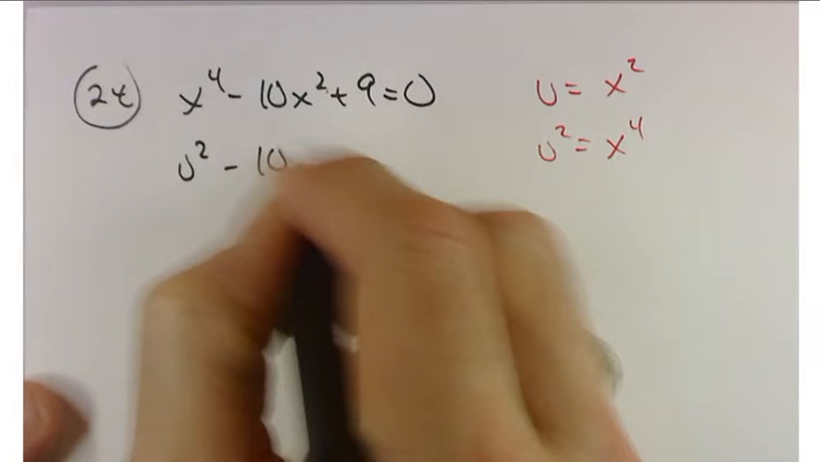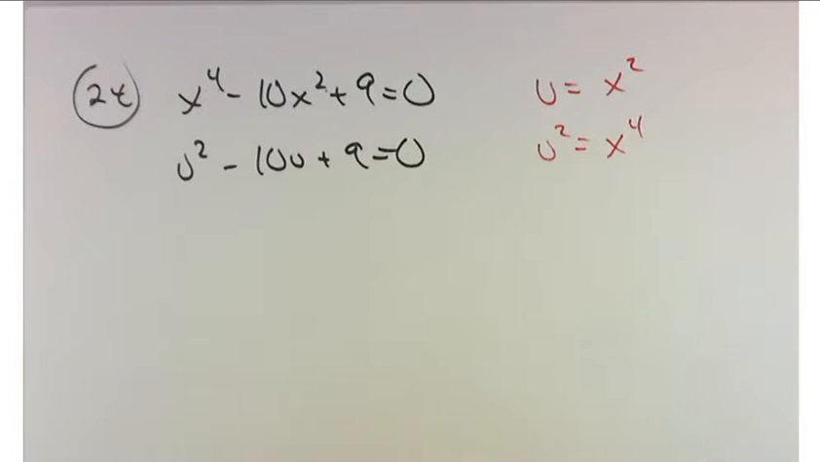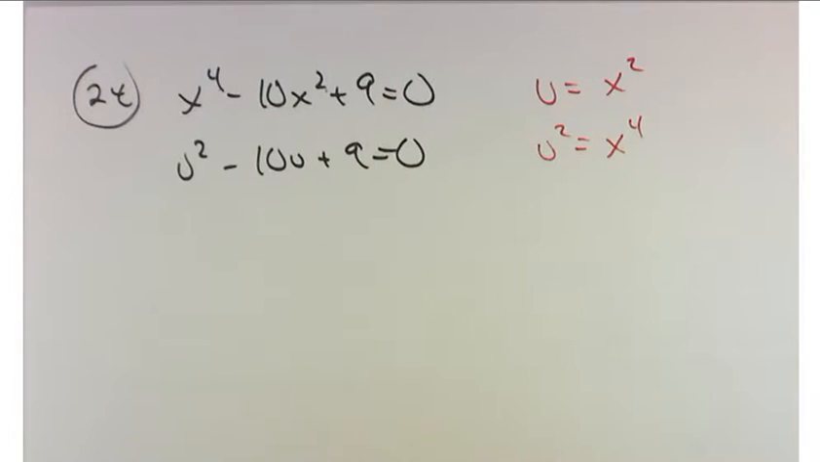Perfect. u squared minus 10u plus 9 equals 0. Nice. Now this equation, you can solve it by completing the square, you can solve it by factoring, you can solve it by the quadratic formula. Not so easily by the square root property, but what would you pick? What's the easiest way to solve this one? Lauren? Factoring it. Yeah, factoring it.